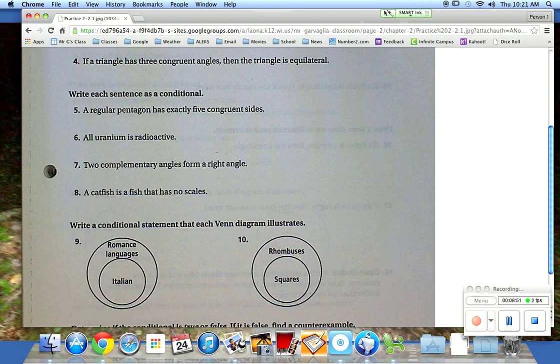Each sentence has a conditional. A regular pentagon has 5 congruent sides. If it's conditional, what would I write on that? If it has exactly 5 congruent sides, it's a regular pentagon. What's the conditional statement?